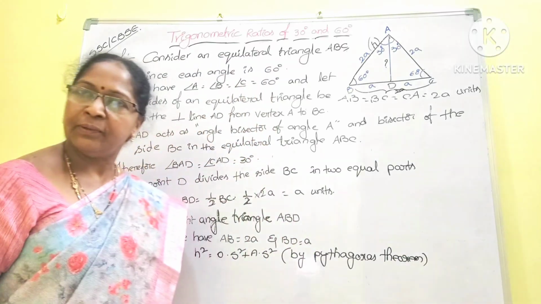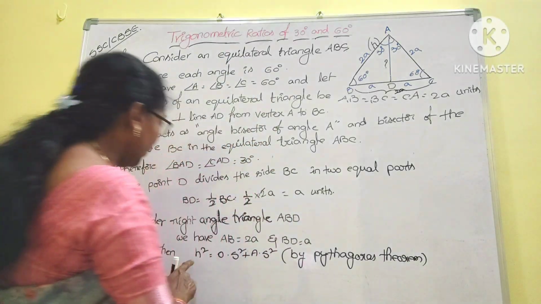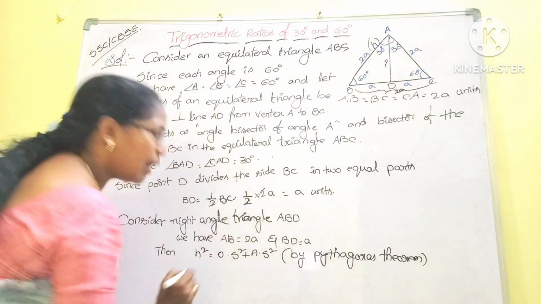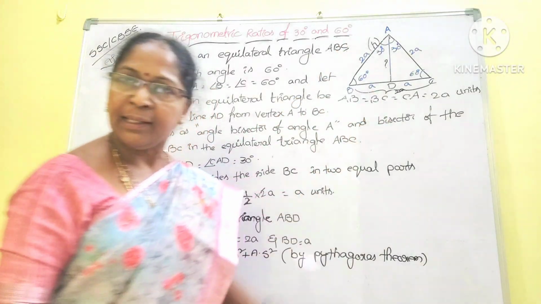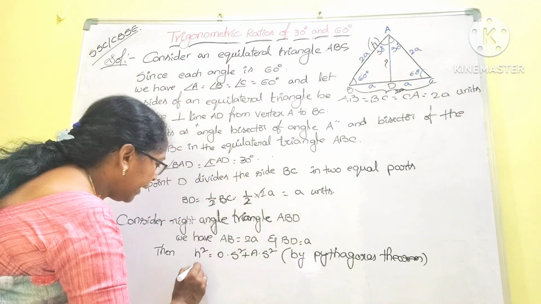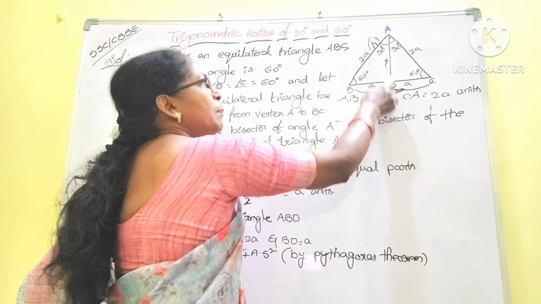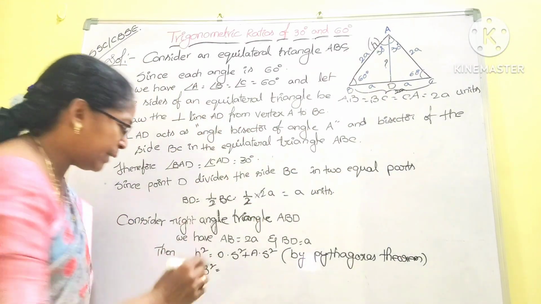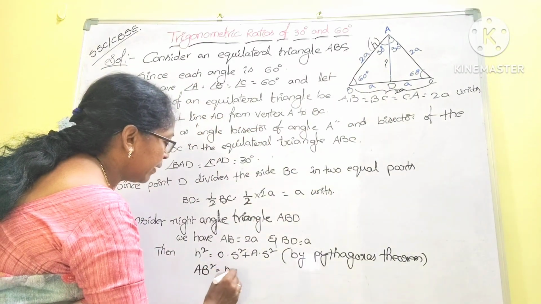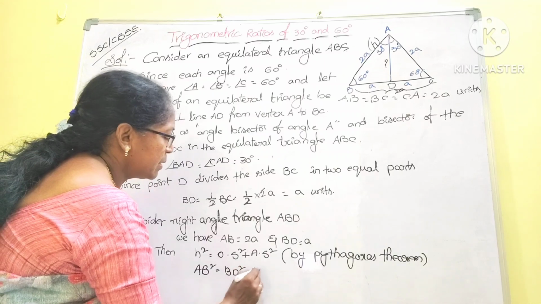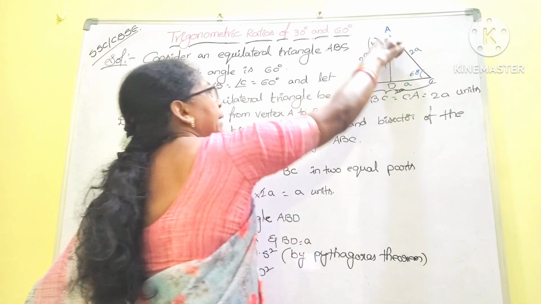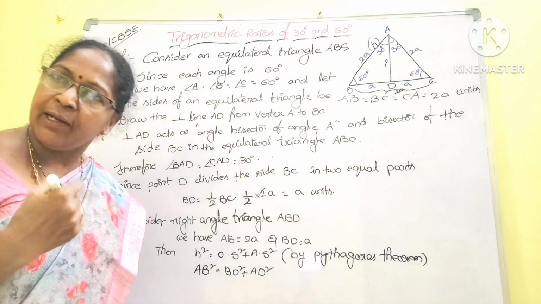This is according to the Pythagoras theorem. Now here, hypotenuse equal to, what is the hypotenuse in this right angle triangle? AB. So AB square equal to BD square plus AD square. AD value you have to find out.